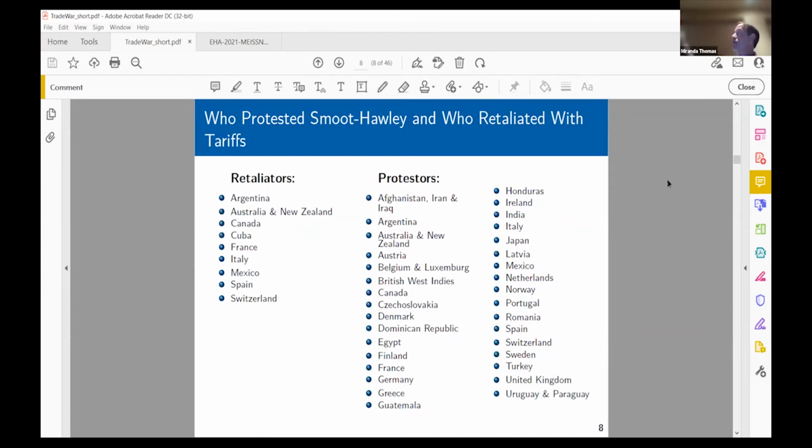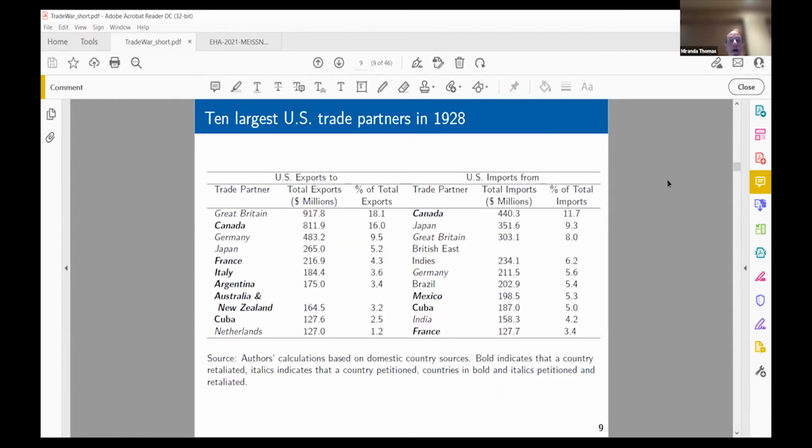And here is a list of the retaliators, the countries that actually imposed tariffs, and then the protesters, those that filed the petitions during the legislative process. You can see on this table that it involved most of the major countries receiving U.S. exports, as well as most of the major trade partners of the U.S. where the U.S. was importing goods from them, with bold indicating countries that retaliated, italics indicating countries that petitioned, and bold and italics indicating petitioning and retaliating.